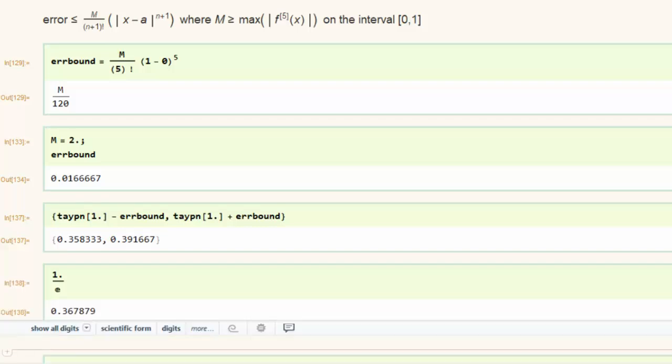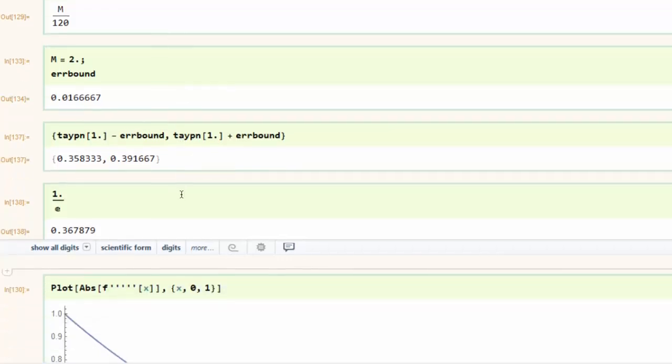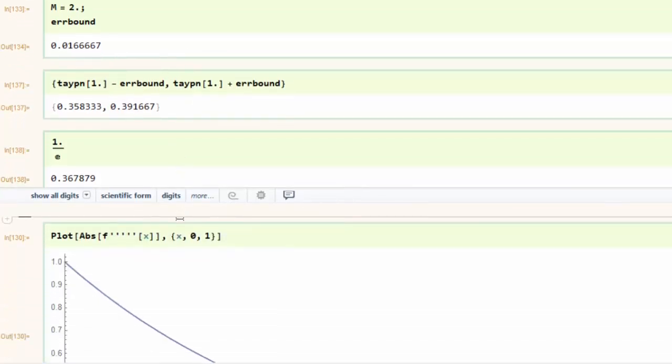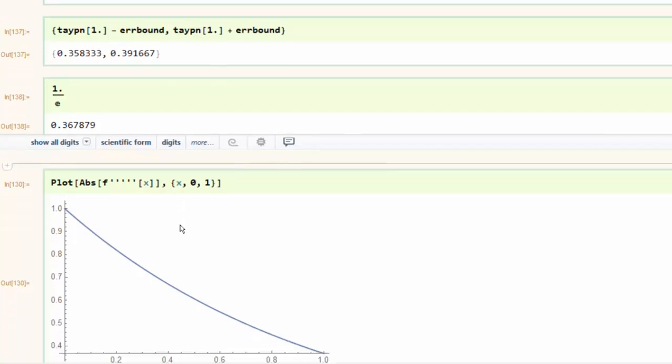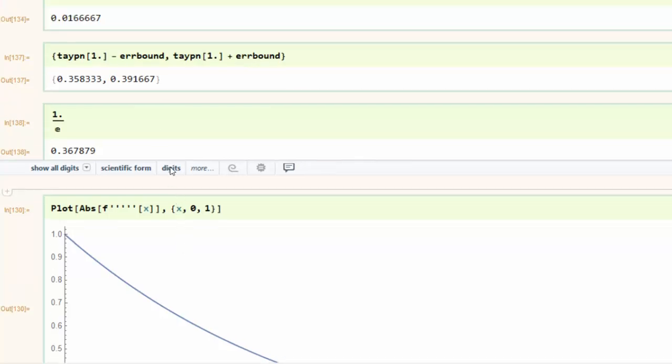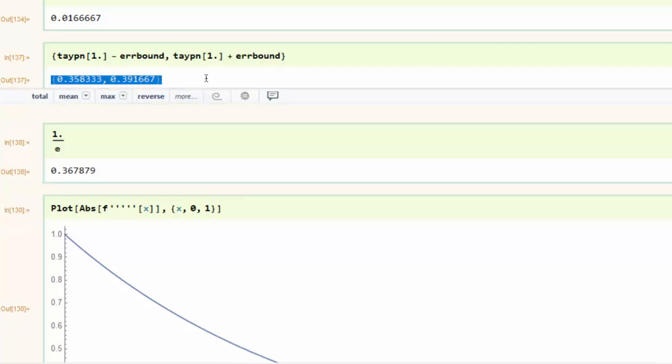And sure enough, the exact value is 0.367879, so on and so forth. Now, I just chose the value m equals 2 because graphically I knew that 2 was bigger than any value of the fifth derivative on this interval. But there are smaller values for m that would still be above this value. So by choosing a big value for m, I have generated an interval that is correct, but it's not the tightest interval I could create.